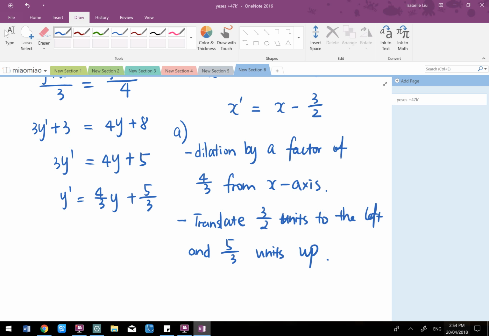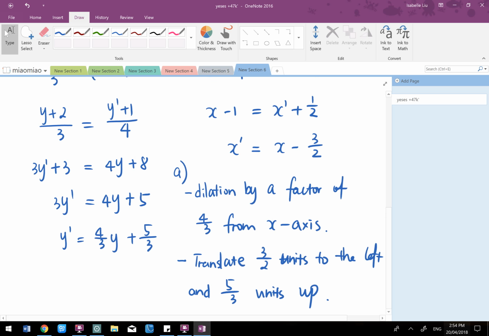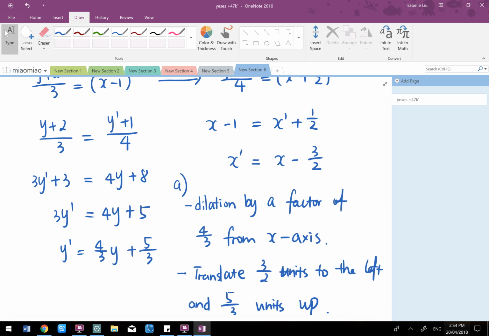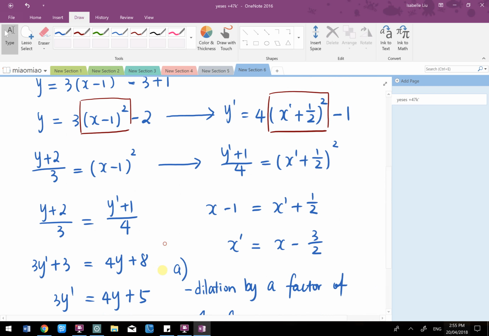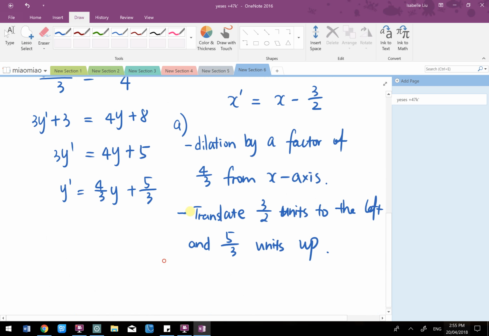But for B, B said it's a dilation by a factor of what, from the y-axis. Can you see in my solution here, there's no dilation from the y-axis at all. Yes, it's only dilation from the x-axis. Okay, can you let me know which number is actually giving the dilation? Like, let's go back to this. I will just do that again.